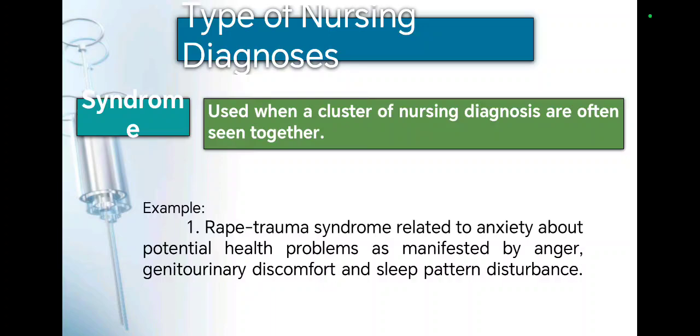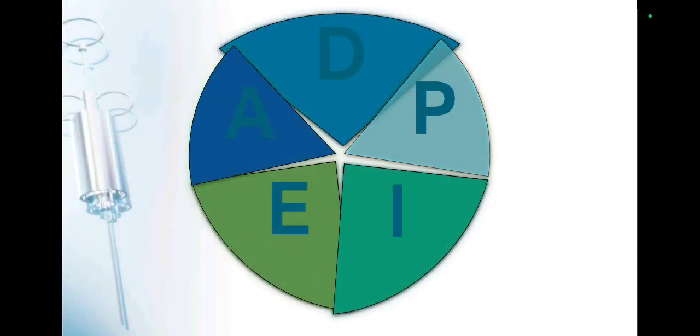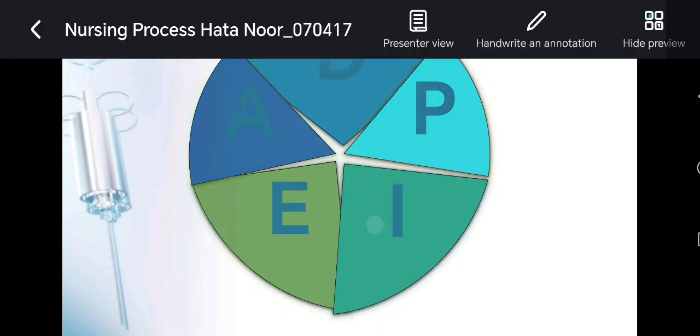So any of the nursing diagnoses, just make sure that it is applicable to your client or patient. So that's all for your diagnosis. So after getting data, after doing the assessment, after analyzing the data and making a nursing diagnosis, now we will plan for activities. We will go to the planning phase.